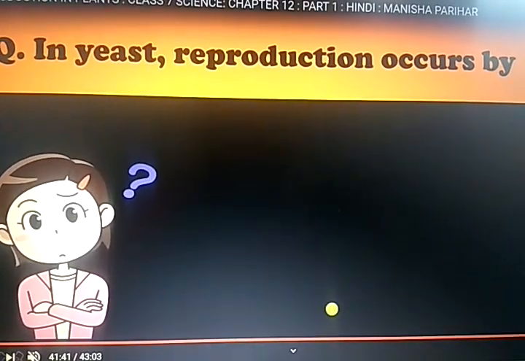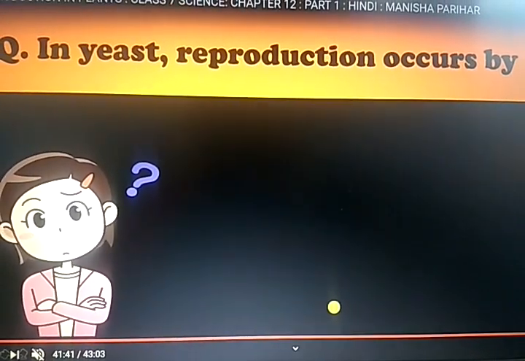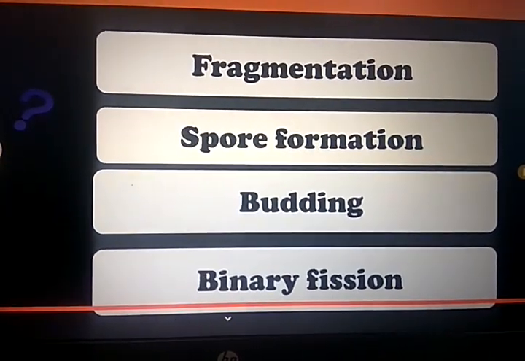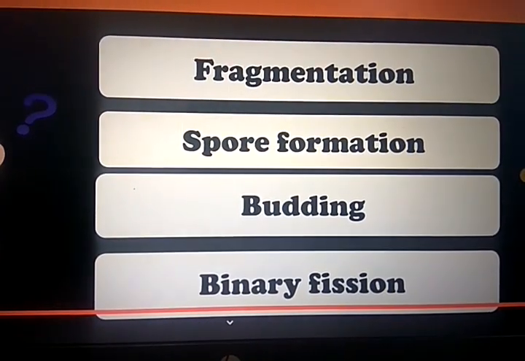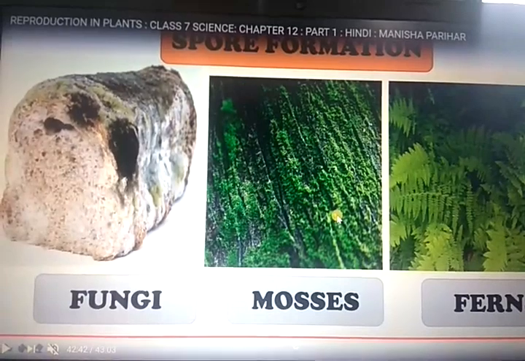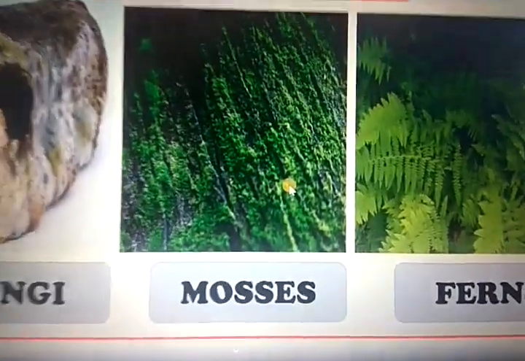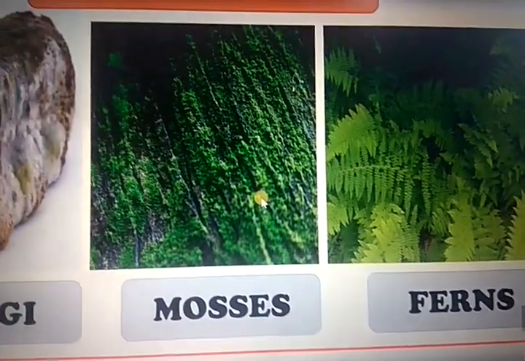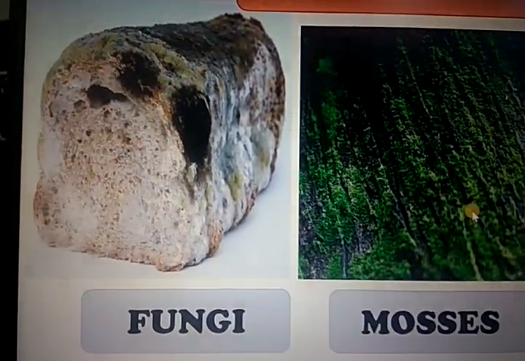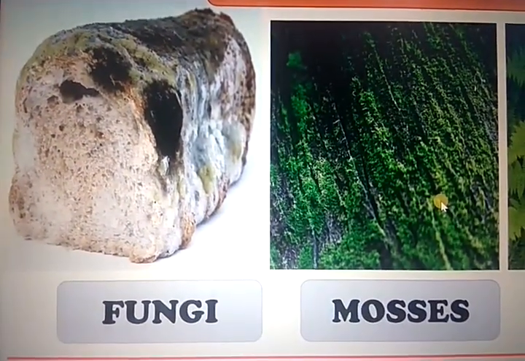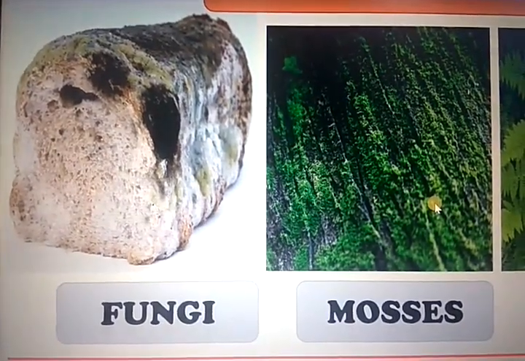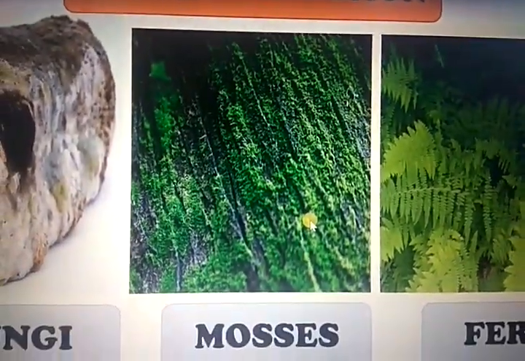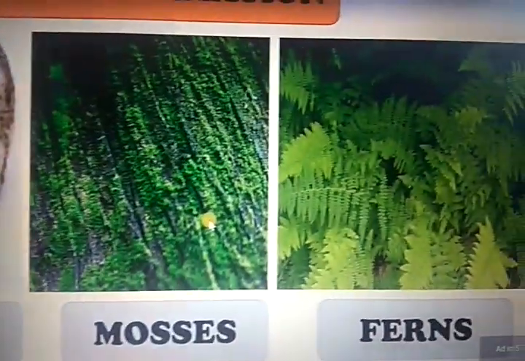So the question: in yeast, reproduction occurs by which? Fragmentation, spore formation, budding, binary fission. So the answer is budding. In spore formation, you see fungi, this is mosses, and this is fern. Examples of spore formation. Here this is a bread. On that bread you can see the fungi. This is mosses, an example of spore formation, and this is ferns.